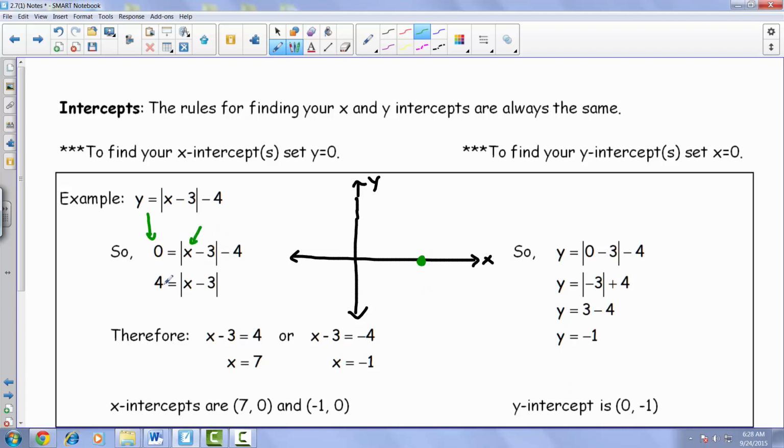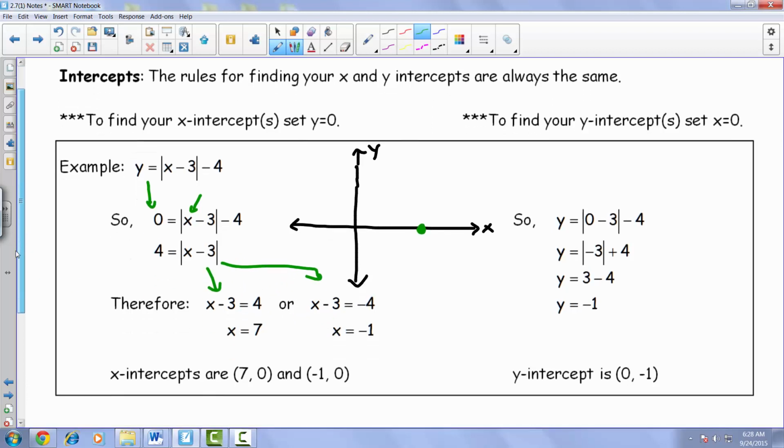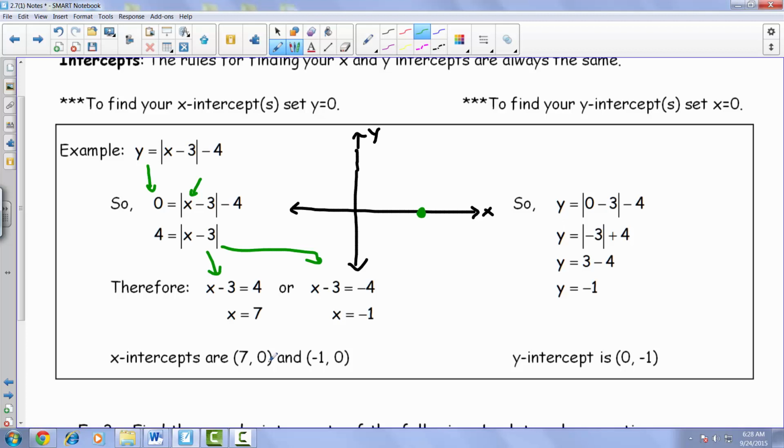So they added 4 on both sides. Now that this absolute value is isolated, is equal to some number, they did our split, much like we saw in chapter 1, and then they just solved for each one appropriately. So then the x-intercepts came out to be (7, 0) and (-1, 0). So pretty much here would be one of those points, (7, 0). Notice it is crossing the x-axis. We're not moving up or down any for y. And then (-1, 0), so it'd be about here.